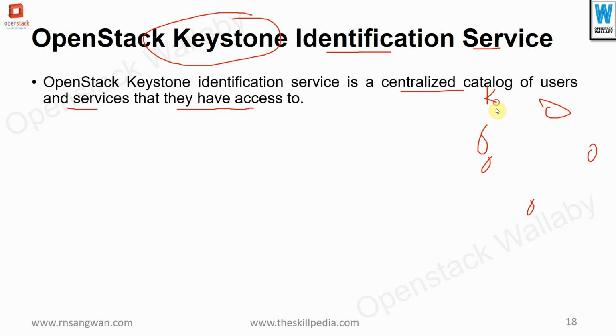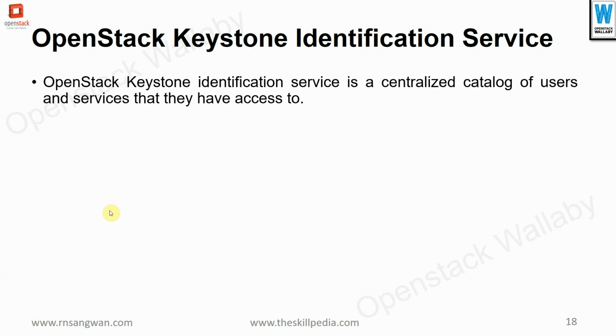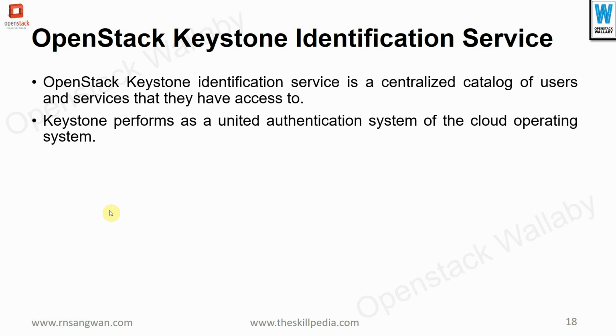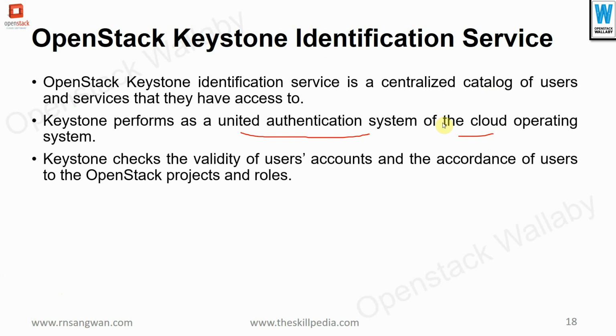So you go to Keystone, you grab a token, you launch a service. This request is probably taking control of another service or needing access to another service. So how would this service know whether this request which I received from this client is valid or not? Again, this service will coordinate with Keystone to check the validity of the request by means of the token. So Keystone provides identification service to you and your request, which travels from one service to another in the OpenStack cloud. It performs as a unified authentication system of the cloud operating system. It checks the validity of users' accounts and the conformance of users to the OpenStack projects and roles.